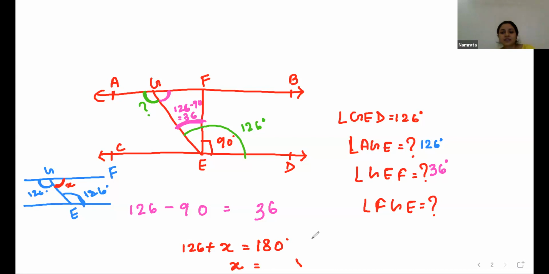Is it clear, Umaisha? Yes, ma'am. Let's move to the next one. So this is how, if you are not clear with how to proceed, please draw the parallel lines separately and one of the transversal lines. Here you can see two transversals, EF looks like a transversal, GE looks like a transversal. So just draw one transversal at a time and think about whether it will give any angle or not.